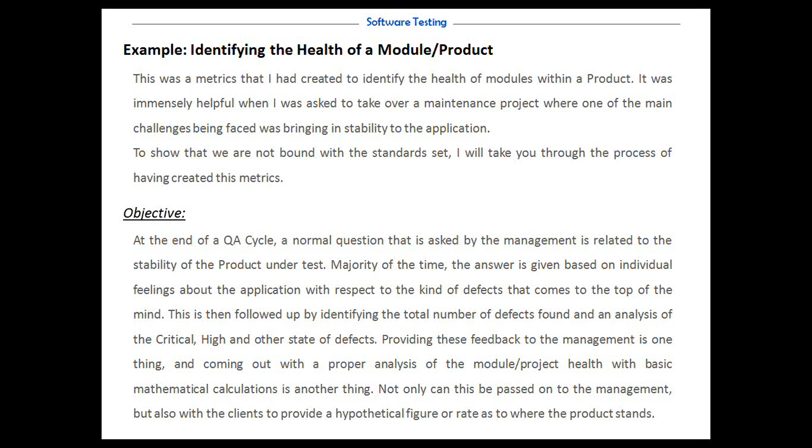Now, providing these kinds of feedback to the management is one thing, and coming up with a proper analysis of the module or project with basic mathematical calculations is another. You can pass this on to the management and also to the stakeholders to provide a hypothetical figure of where we stand in the product. So the example below will help you understand how exactly to go about defining a metric and how to present it.